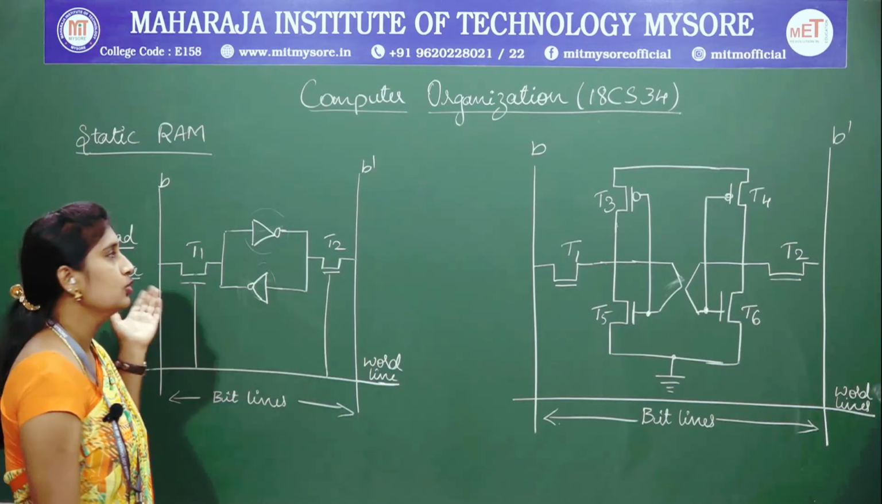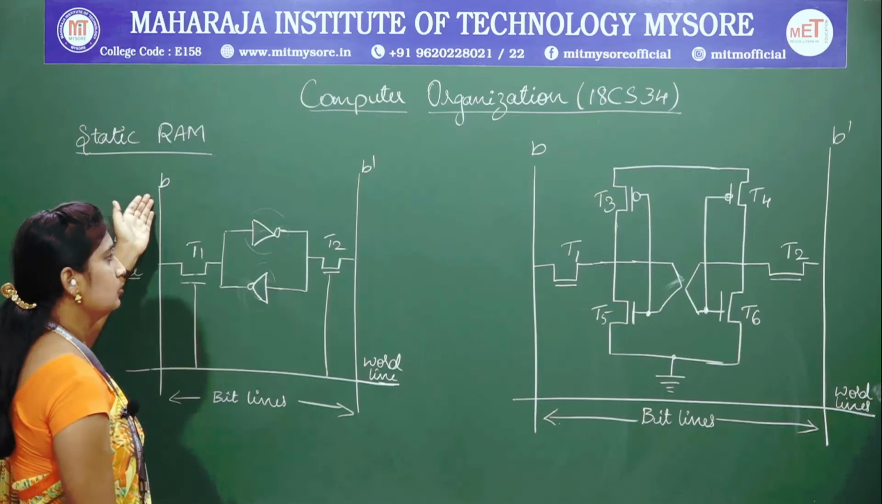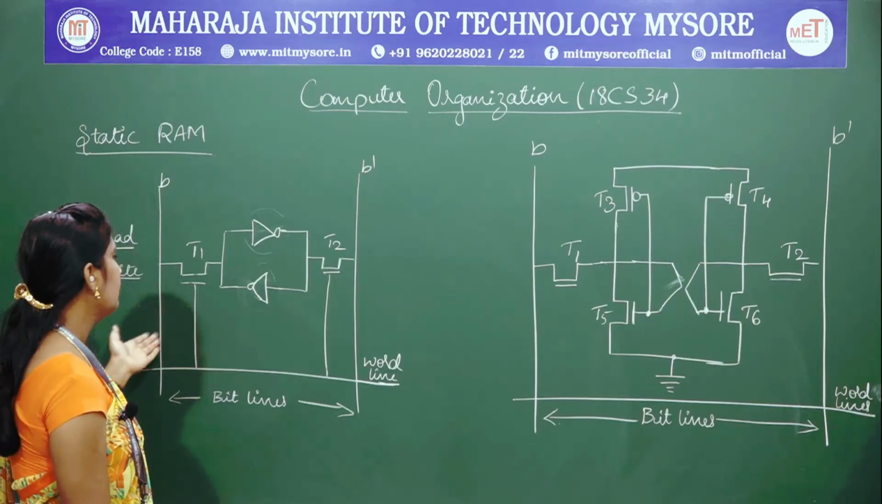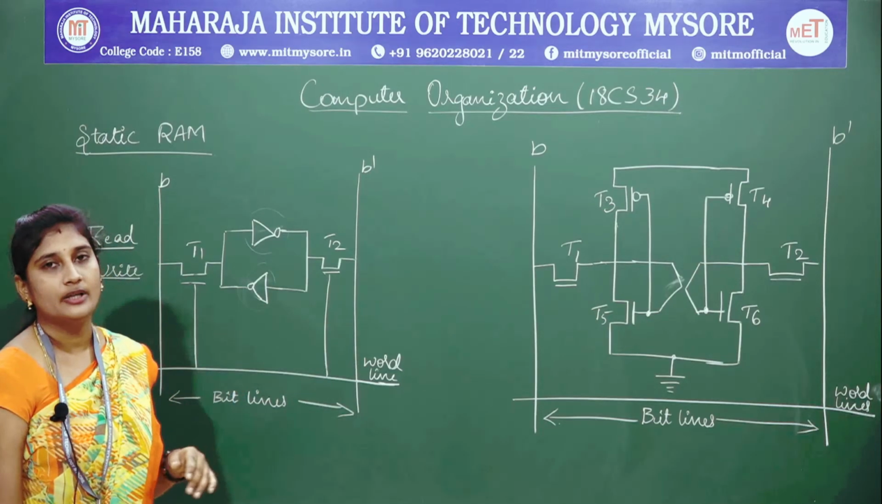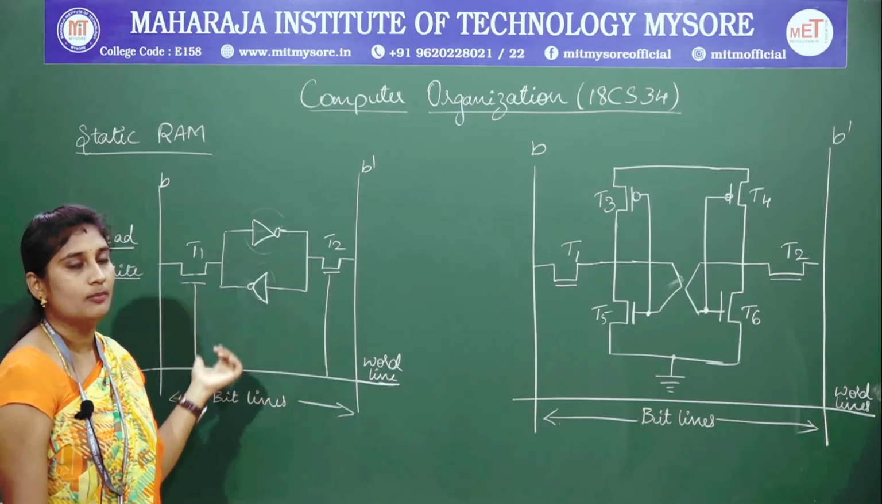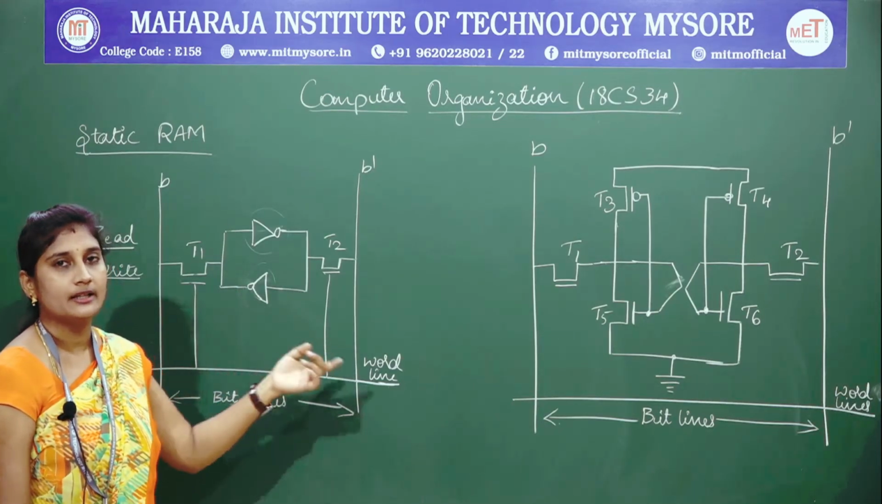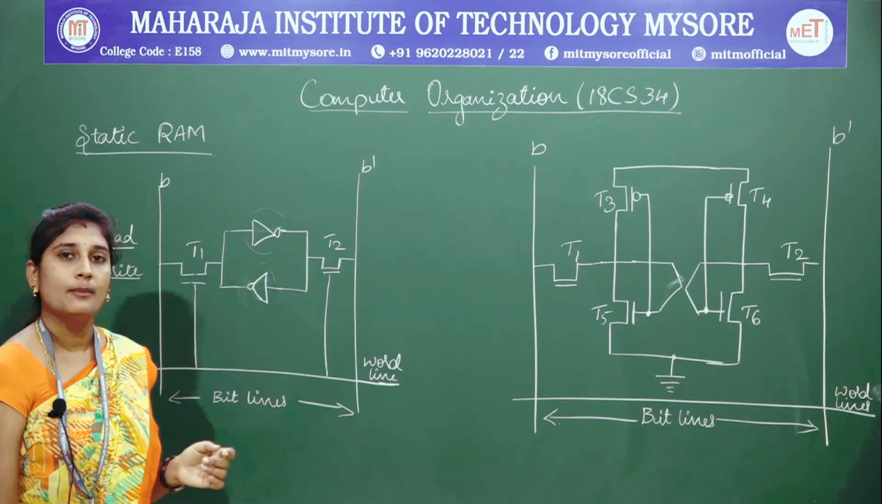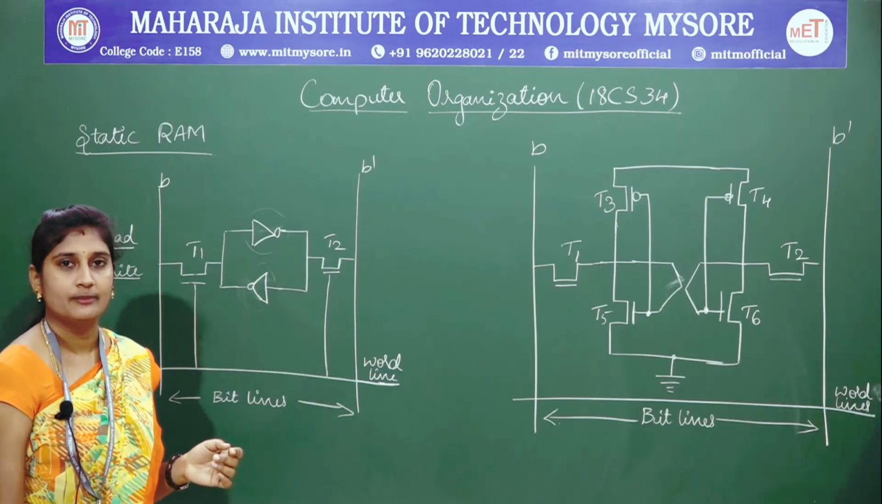So whatever contents you need to set to the particular static RAM cell will be placed onto B and B dash. Again, it will get complemented on the B dash line, and those contents will be drawn into your particular static memory cell. Fine.